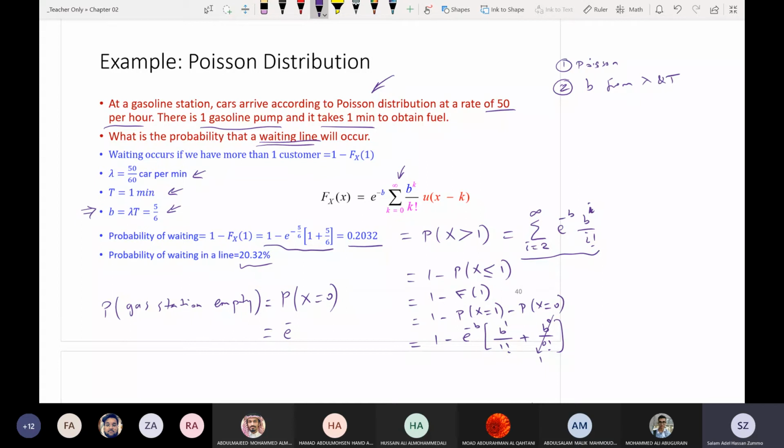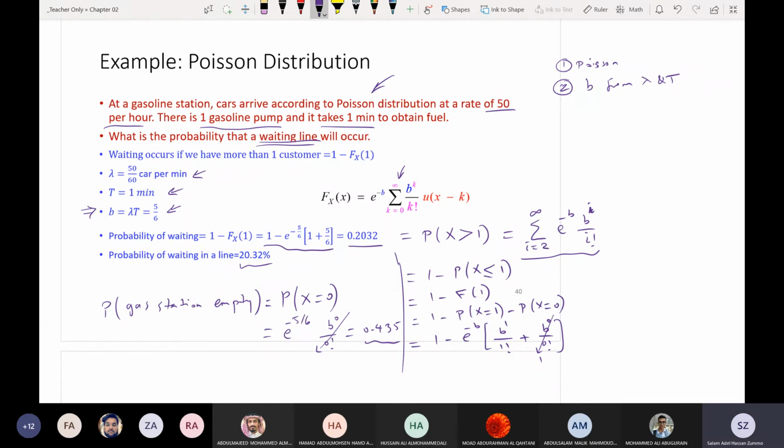e to the minus b, which is 5 over 6, multiplied by b to the 0, which is 1, divided by 0 factorial, which is 1. So it's e to the minus 5 over 6. Can anyone calculate it, just so we know the probability that you find nobody there? 0.435. So 43% of the time you'll find nobody there.